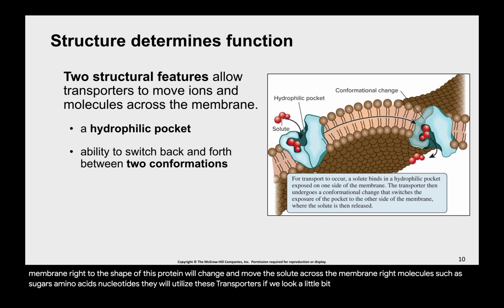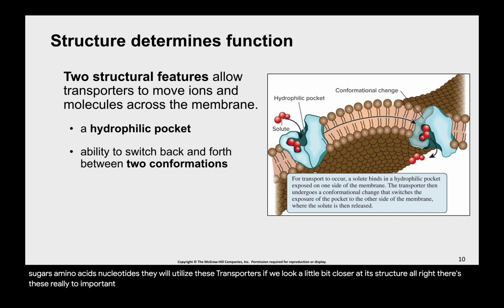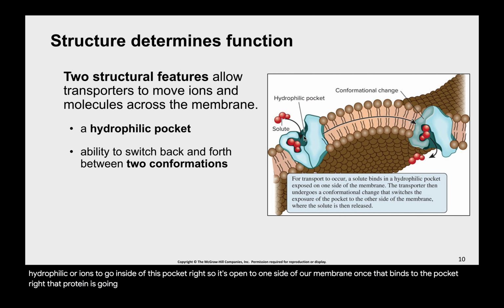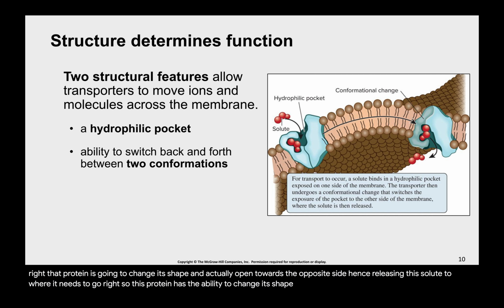If we look a little bit closer at its structure, there are two important structural features. We have this hydrophilic pocket. It allows for solutes that are hydrophilic or ions to go inside of this pocket. So it's open to one side of our membrane. Once that binds to the pocket, that protein is going to change its shape and actually open towards the opposite side, hence releasing this solute to where it needs to go. So this protein has the ability to change its shape as it's working.